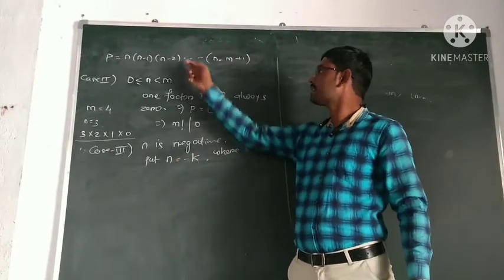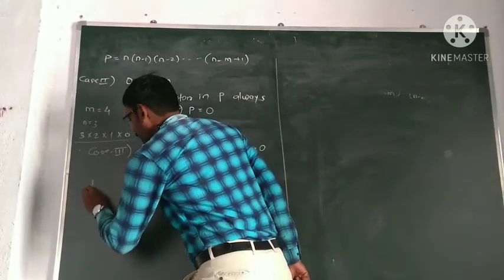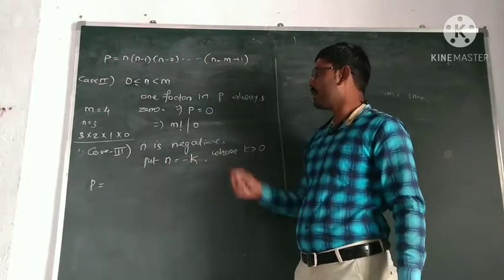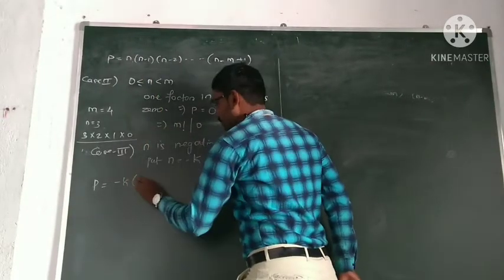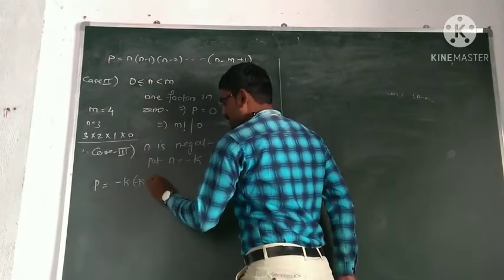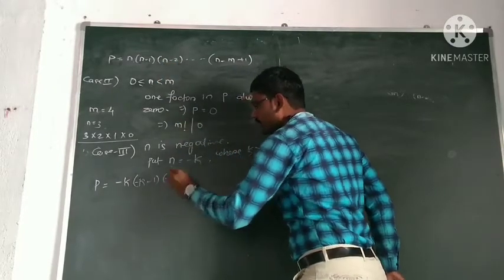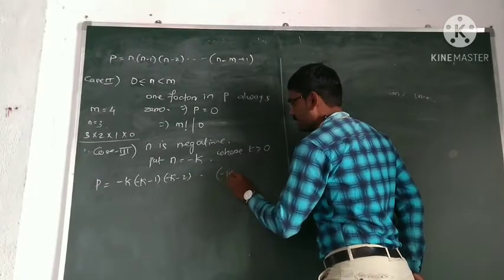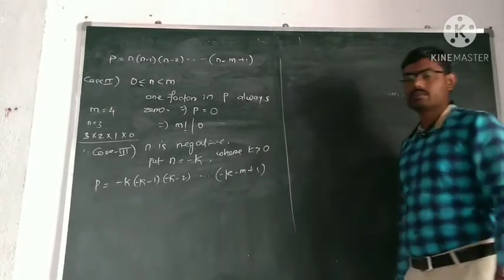So put n is equal to minus k in this product. What will we get? We will get the product p. Replace n by minus k. So here n becomes minus k, then minus k minus 1, then minus k minus 2, and so on, up to minus k minus m plus 1.